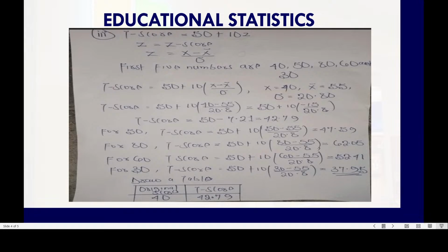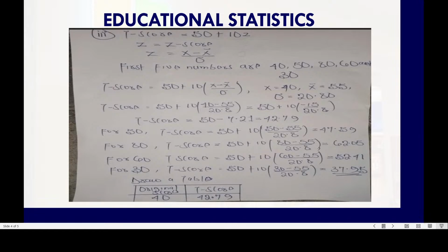What's the next score there? It's 80. I will have 50 plus 10 into 80 minus 55 divided by 20.8. If you simplify it the way we simplified the first one, we are going to have 62.05. The next score is 60. I also calculate the t-score for 60, and I will do the same for 30. So at the end of the day, you are going to draw a table for the original score and the t-score. The original scores go from 40 to 30.